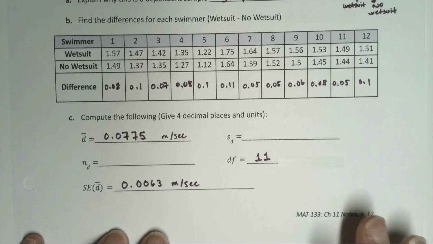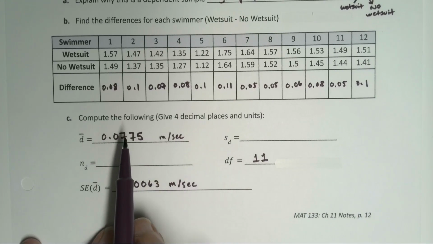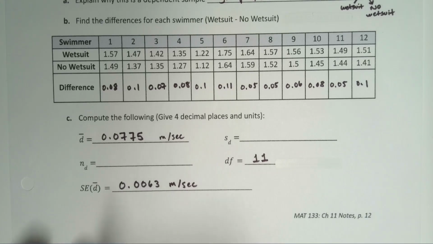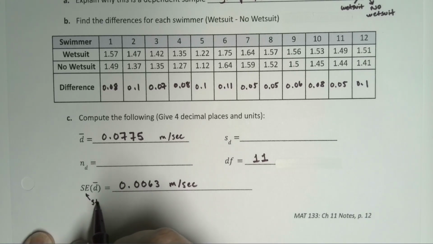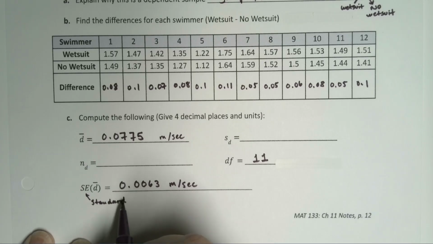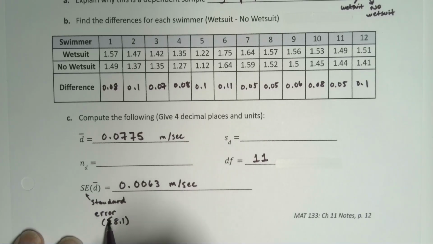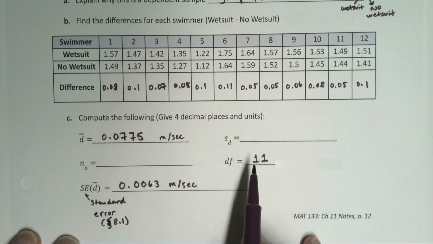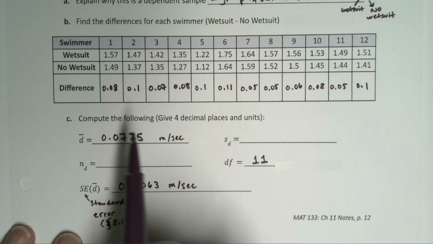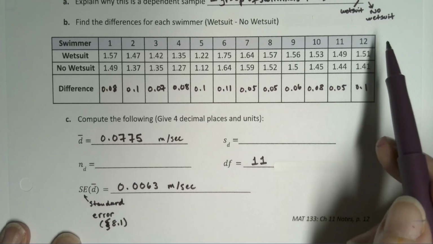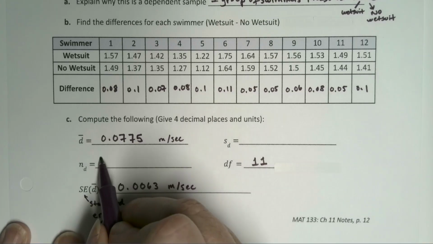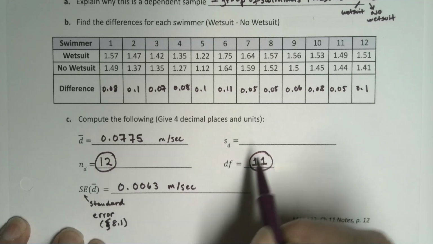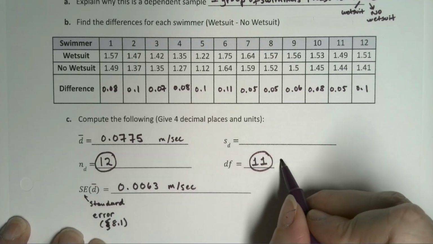If I go back here, I know that this value was the difference, and I know the standard error, right? That's what this stands for. Standard error, that's Chapter 8, Section 8.1, if you're interested. Okay, so degrees of freedom was 11, but n we can actually count for ourselves. It was 12. So this is 12 swimmers right here. n is 12. Degrees of freedom is 11.